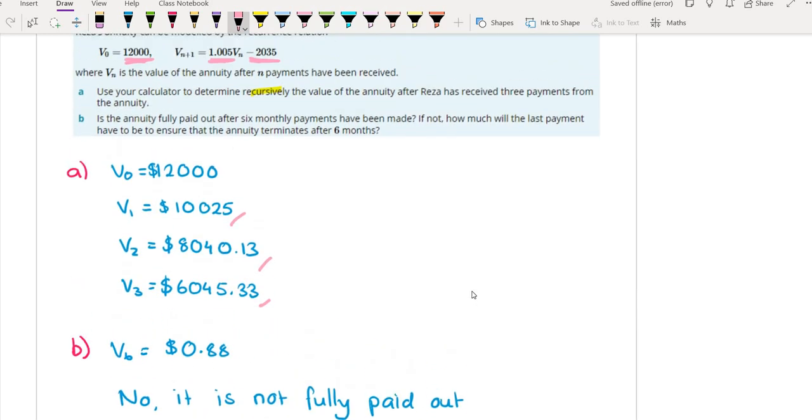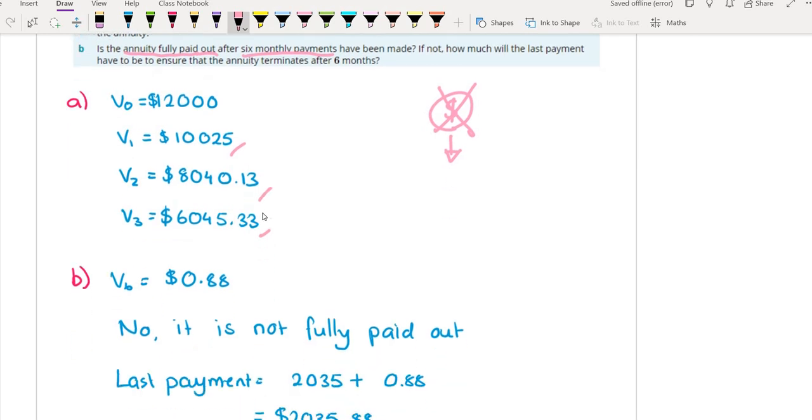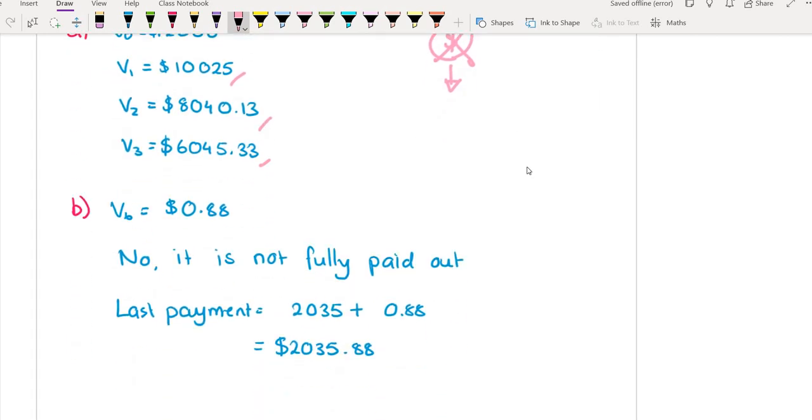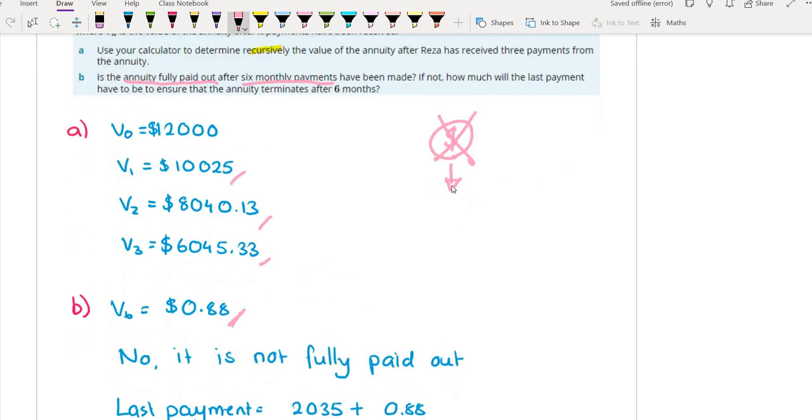And the question is asking, after 6 payments, if there's any money left in the annuity. Because if the annuity is fully paid out, like the amount of money you had is fully paid out to you, obviously there'll be nothing left. And from the calculations, if you do it 6 times on the CAS, you're left with this much, less than $1. But obviously it's still not fully paid out, so it's not paid out for the final payment.